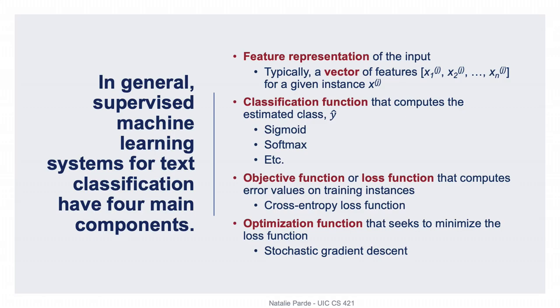In general, supervised machine learning classifiers have four main components. They accept a feature representation as input, which is typically a vector of different values corresponding to characteristics of the input instance. They compute an estimated class using a classification function, and the details of this classification function vary depending on other aspects of the classifier. They compute error values associated with training instances using an objective function or loss function, and they try to minimize that loss using an optimization function.